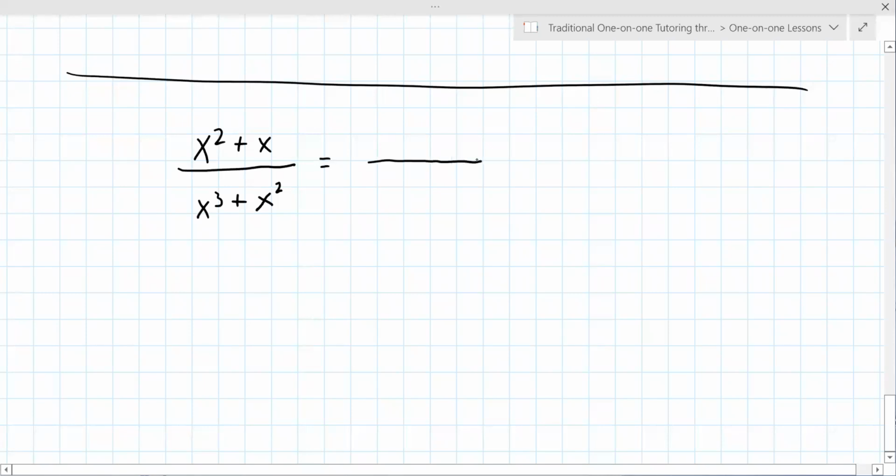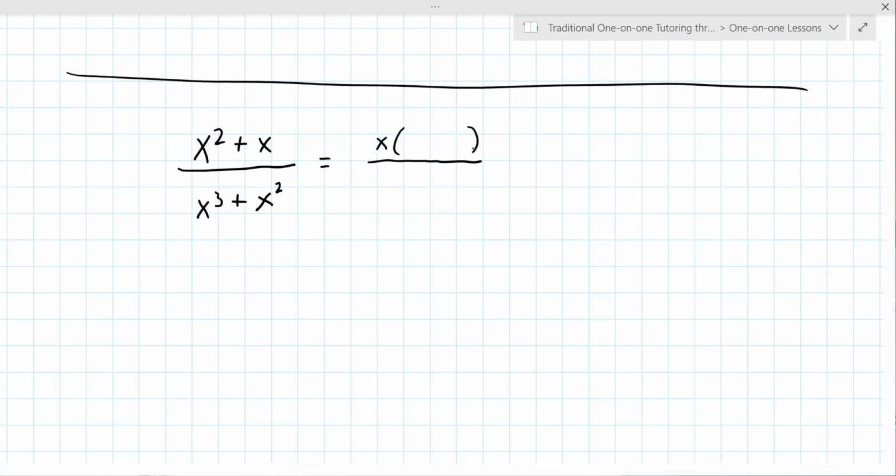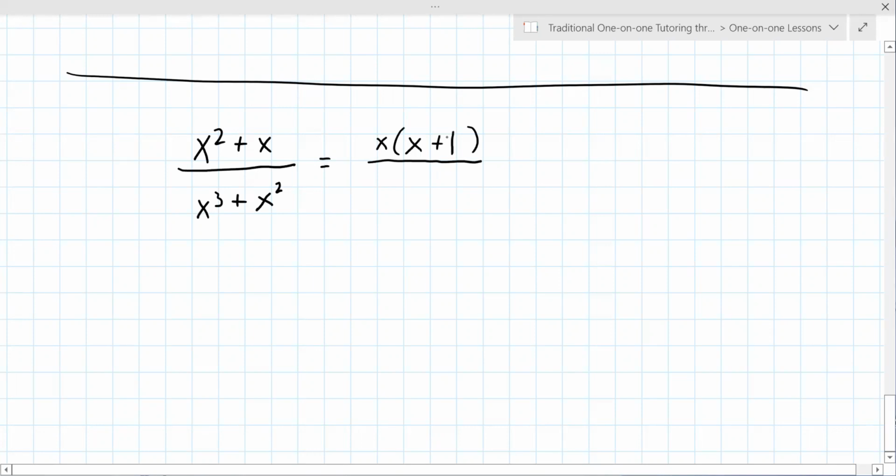What can you factor out of the top? You can factor out an x. Yes, for x squared. Okay, now what goes in the parentheses? x plus 1.